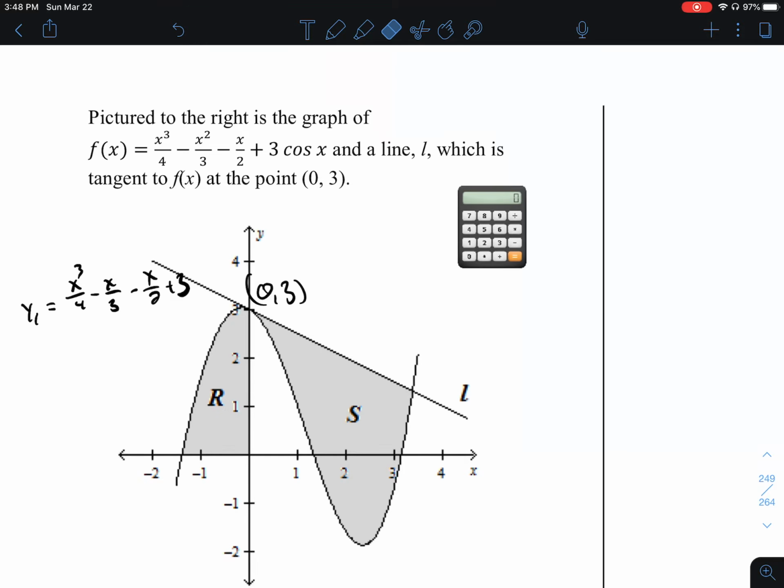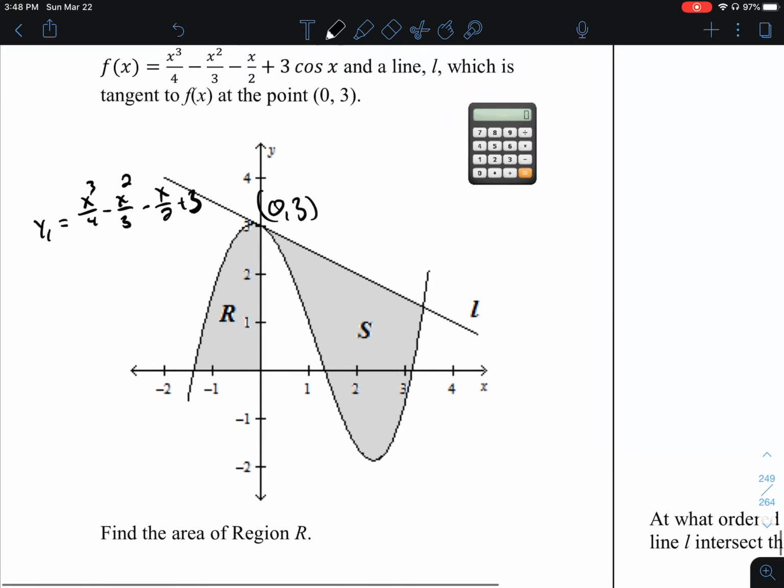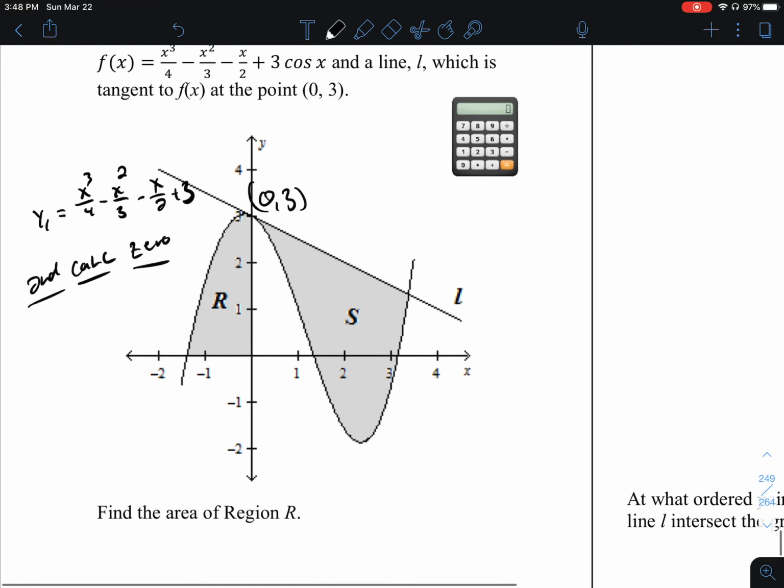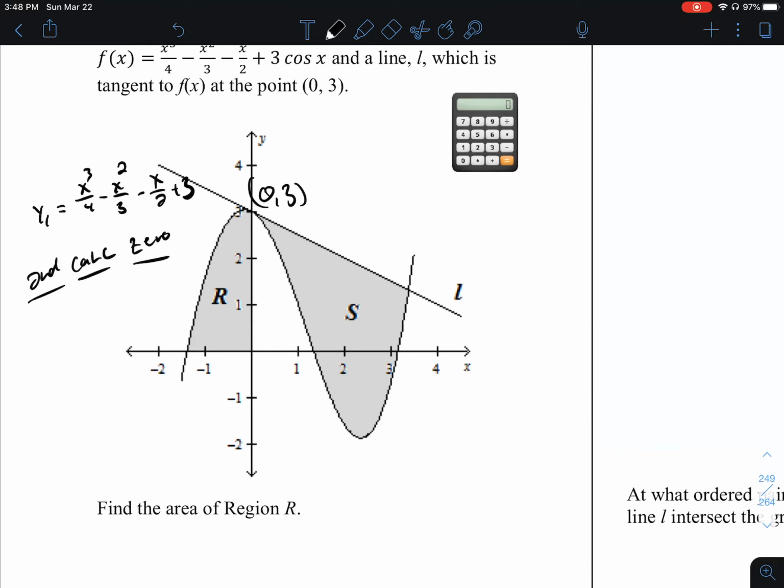And then once you graph it, you hit second, calculate, choose 0, and then it says left bound. Make sure your cursor's someplace on the left, and it says right bound. Make sure it's someplace on the right. Probably have these kind of marks.